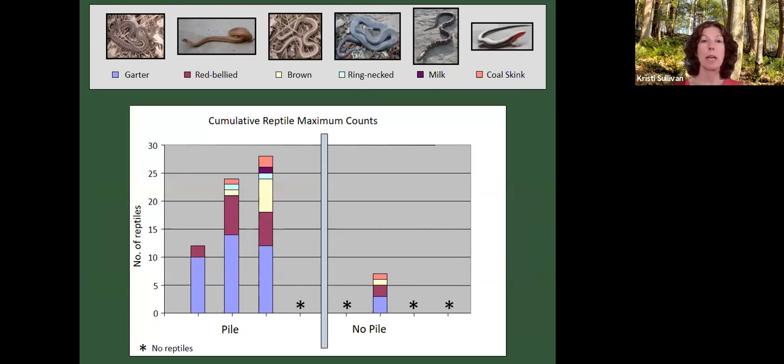And the bars indicate the different species of snakes and the skink that we found and the number of them. So you can see, just generally speaking, that 3 out of the 4 log landings with piles had quite a few very abundant reptiles using them. And on the other hand, the landings without piles, we only had 1 landing that was being used by snakes and skink. So adding piles of wood to openings in the forest, bottom line, whether it's a log landing or just an opening you have, can really enhance habitat for those forest reptiles.